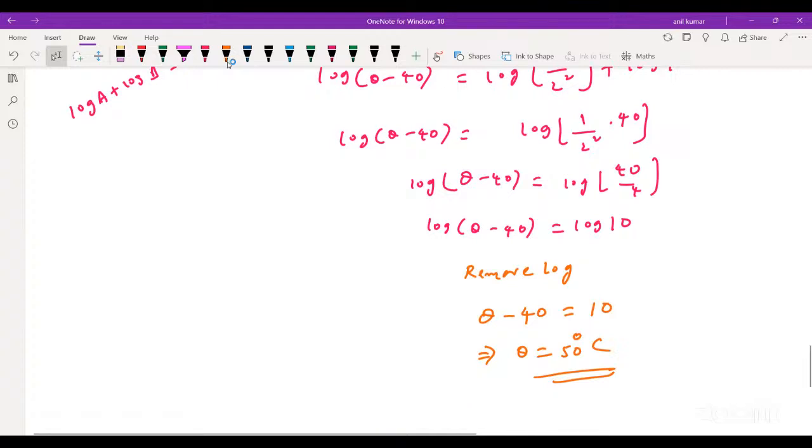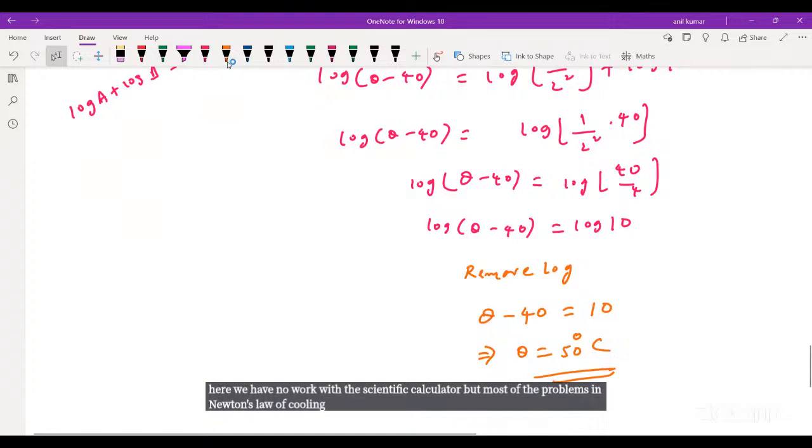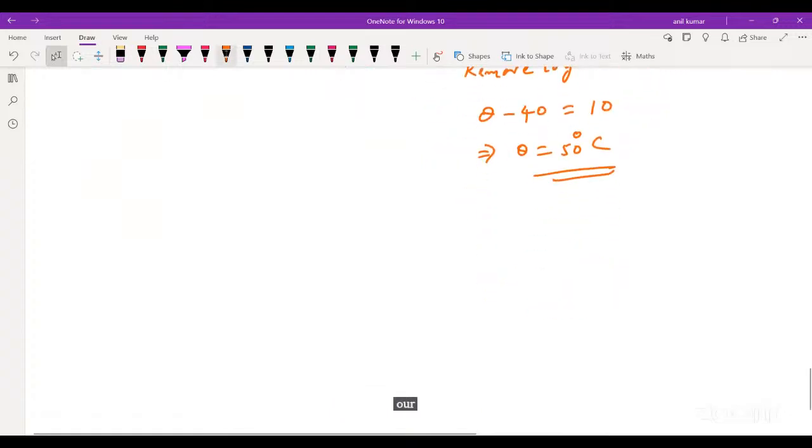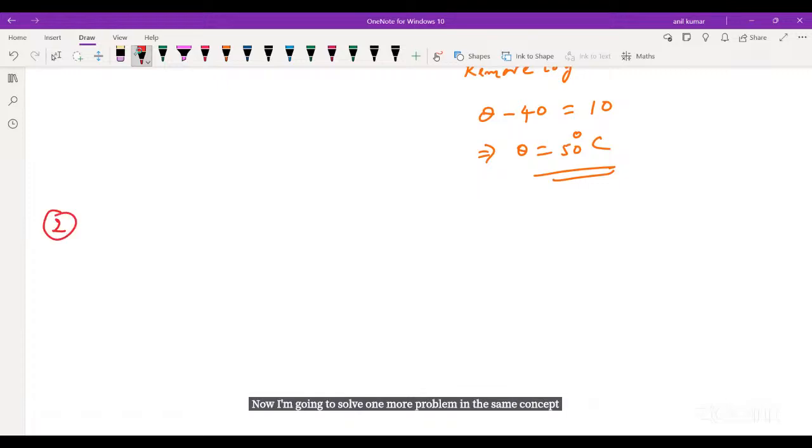Finally, what is the answer? Theta is 50 degrees centigrade. Here the most important thing is that we did not need a scientific calculator, but in most problems on Newton's law of cooling, we certainly depend on our scientific calculator. Now I'm going to solve one more problem on the same concept, where we use the scientific calculator, I will tell you.